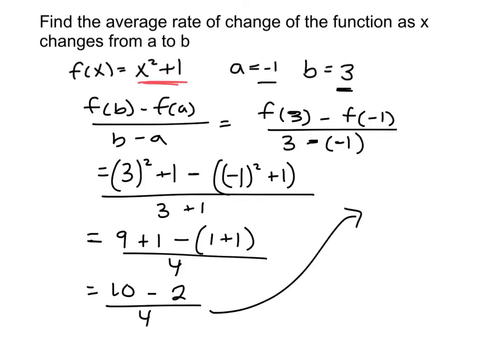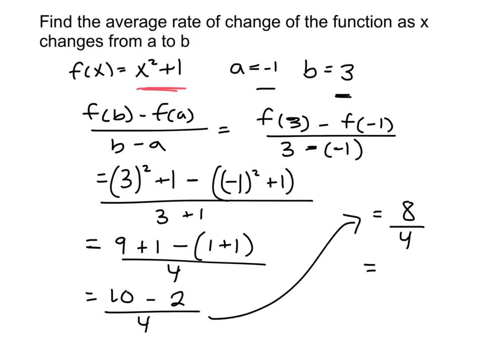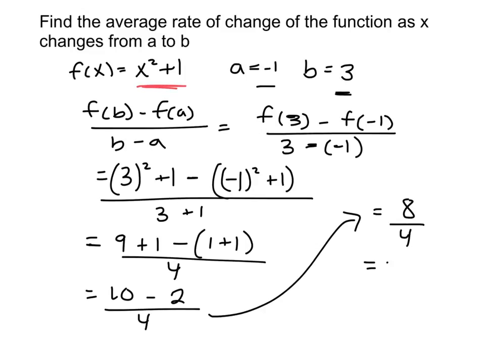Then I have 10 minus 2 is 8 over 4. So then I have 2. So the average rate of change is 2.